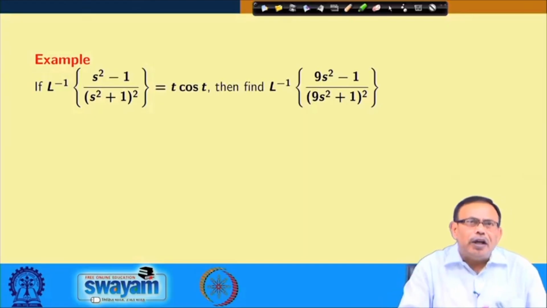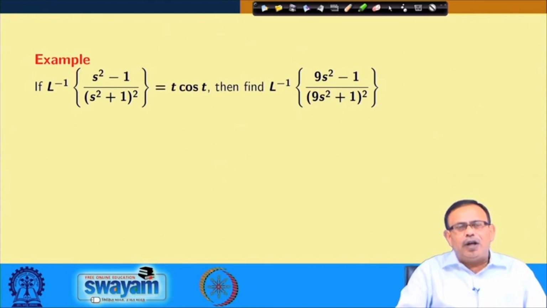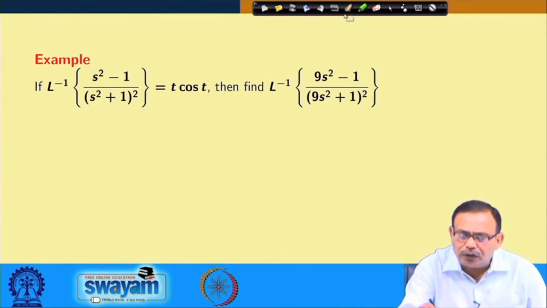The next one is, suppose I know the value of an inverse Laplace transform, just like it is given, say Laplace inverse of (s square minus 1) by (s square plus 1) whole square is t cos t. It is given to me. I have to find out the Laplace inverse of the function (9 s square minus 1) by (9 s square plus 1) whole square. Or in other words, if I know Laplace inverse of some function, using that knowledge, how to find out the Laplace inverse of some other function.